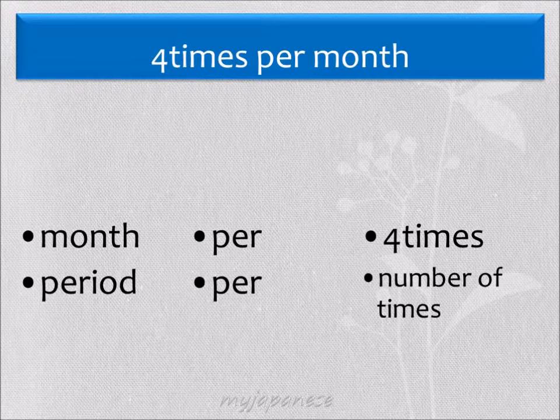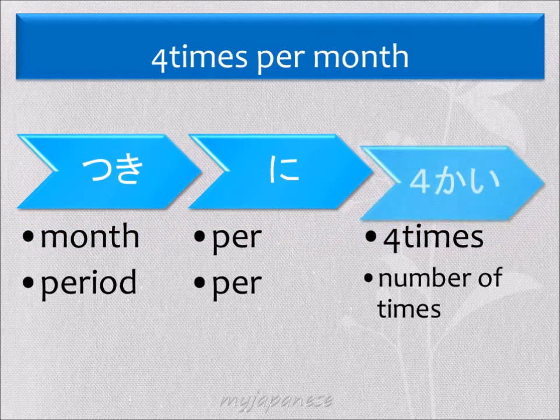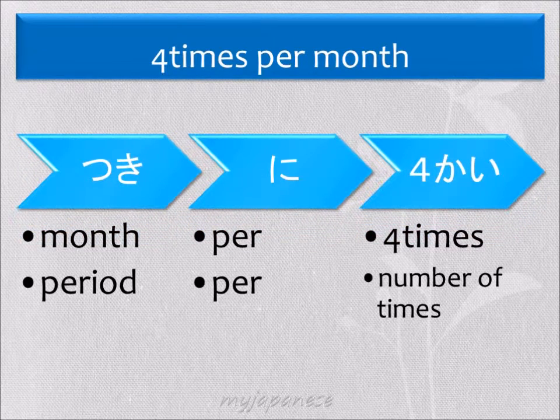Next, 4 times per month. In Japanese, it's 月に4回. We say period, which is month here, first, particle ni meaning per next, and the number of times, here 4 times, comes last. 月に4回. 4 times per month.